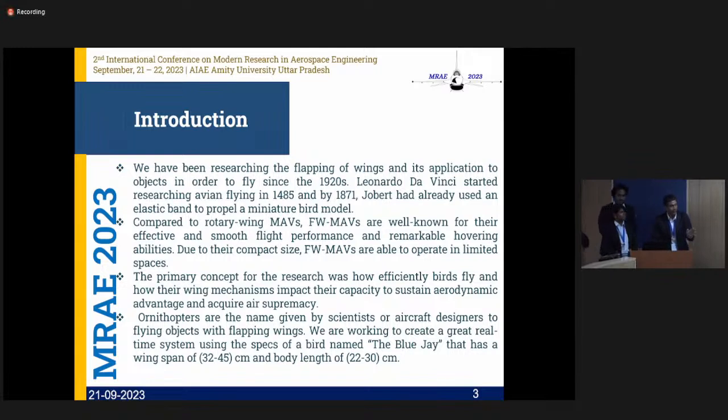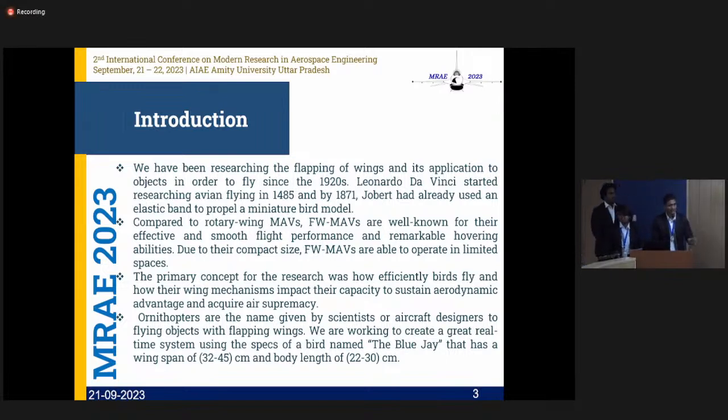Now, compared to the rotary wing MAVs, that is micro air vehicles, these are more efficient as the size is a bit smaller, and due to the compact size and better efficiency in the motors, we can use them in a lot of areas like surveillance, air traffic surveillance at airports and in zoos, etc. The first primary concept was how efficiently the birds fly and how their wing mechanisms impact the capacity to sustain aerodynamic loads. Ornithopter is basically the name given by the scientists.